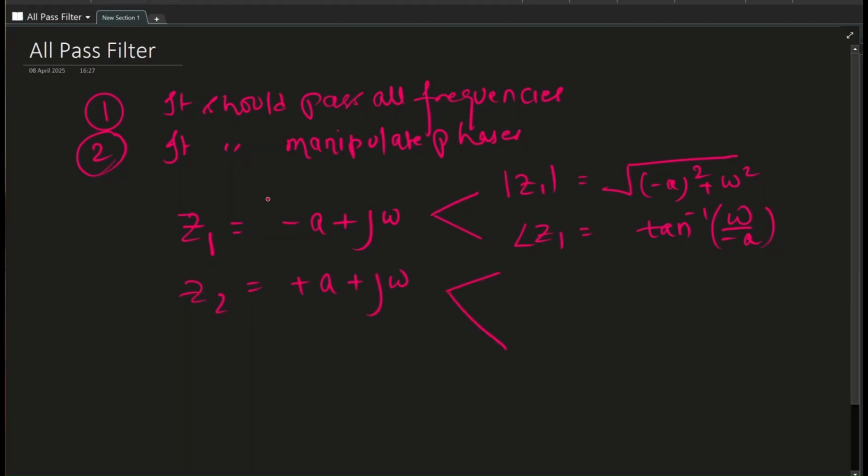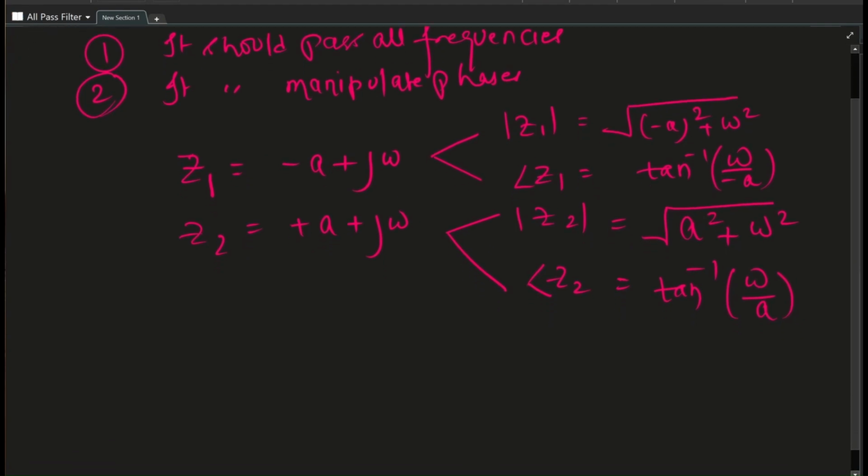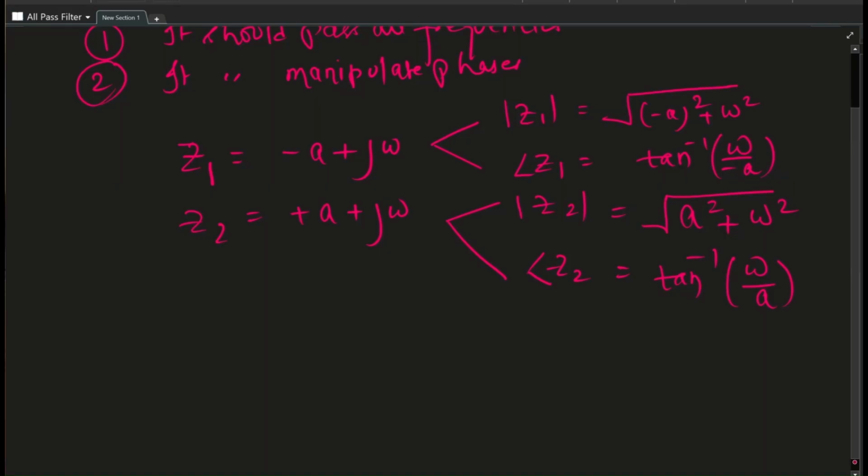Now assume we have another complex number z2, which is of the form plus a, and we do the same exercise here for both the magnitude and for the angle. So as you can see, its magnitude is nothing but a square plus omega square, and its angle is nothing but tan inverse omega by a. So this is straight away from basic complex numbers, and assume that we form a function, let's say H(z), by taking the ratio of these two numbers, z1 and z2, and we calculate the magnitude of this function.